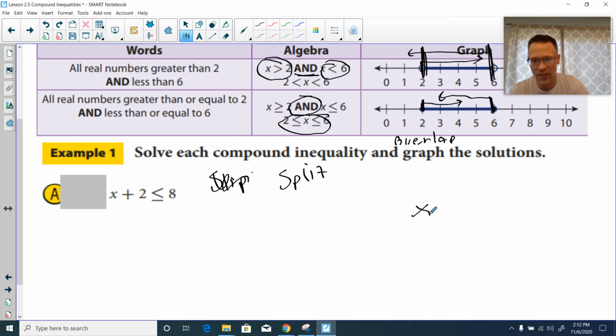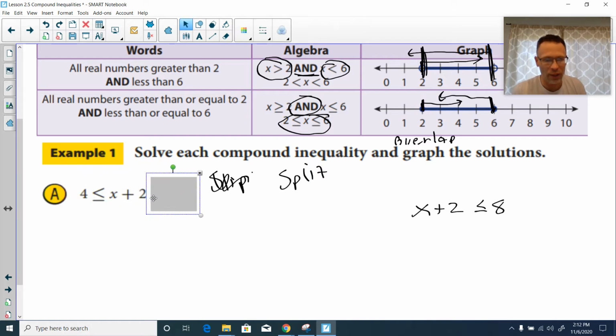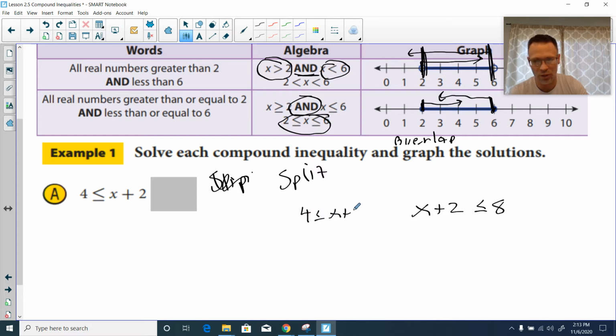So one of the inequalities is that x plus 2 is less than or equal to 8, okay? And then the other inequality is that same x plus 2, but it is greater than or equal to 4. So I have 4 is less than or equal to x plus 2, right? And so now I've split. Look, it's that same x plus 2, but then split. So when you have an "and" inequality, the first thing to do is split, and then you solve them individually.